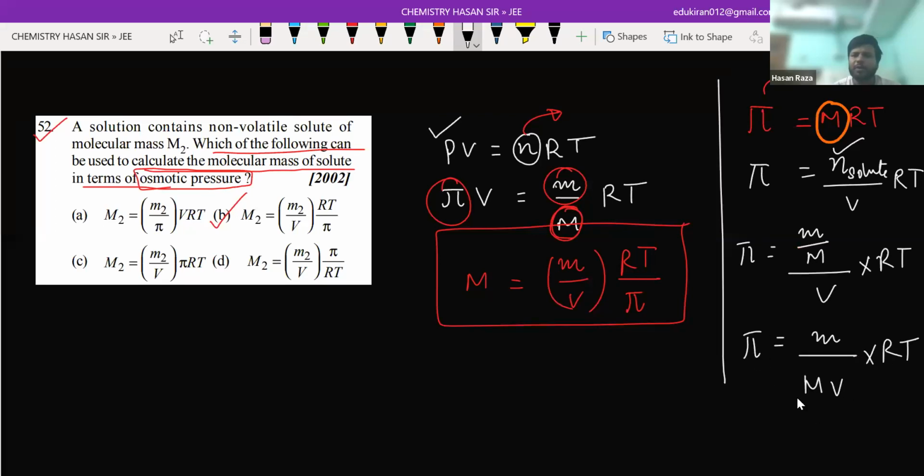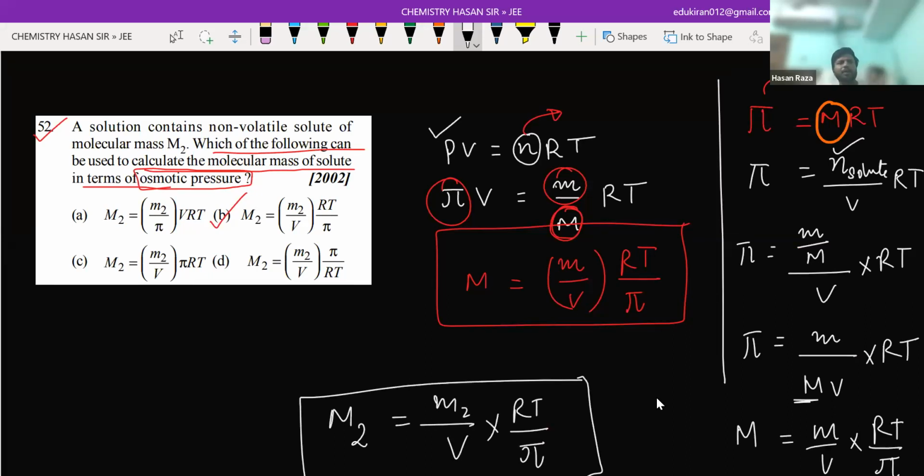But we need to calculate the value of molar mass. So M will be equal to m upon V into RT upon pi. And in the option, it is given that M is denoted by M2. So in this way, with the help of directly the formula of osmotic pressure, you can get this answer.